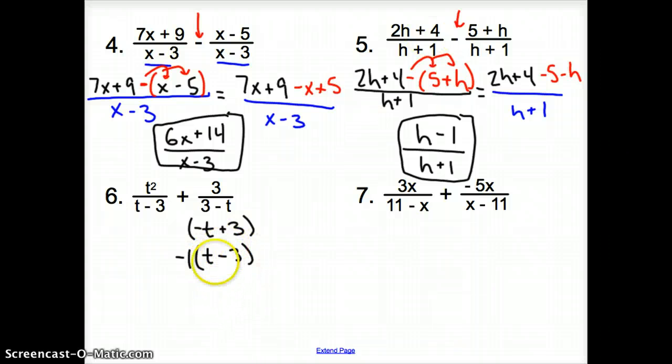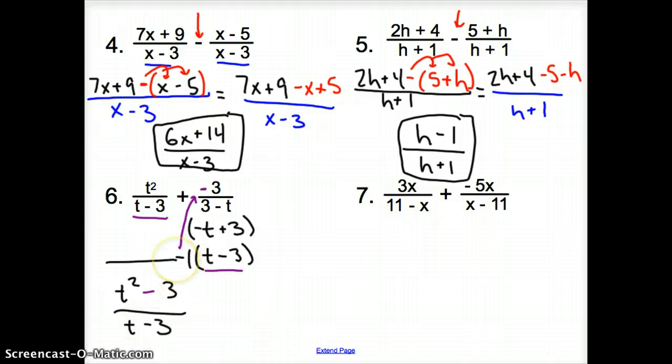Now, t minus 3 and t minus 3 are the same thing, right? This negative just goes to the 3. That negative goes right up there. So now, on top of my fraction, I have t squared, and then I have the minus from the negative 1, and then it's going to be minus 3. What was our common denominator? t minus 3 for our answer.